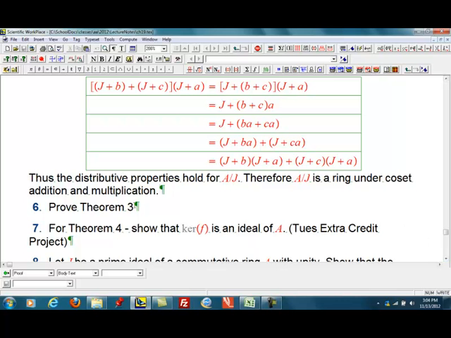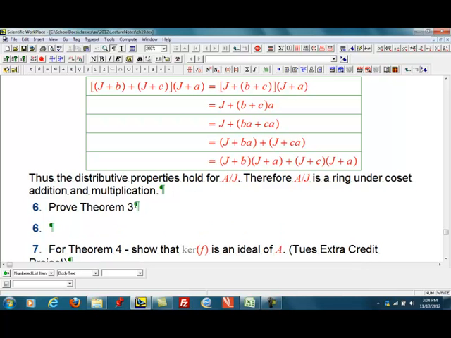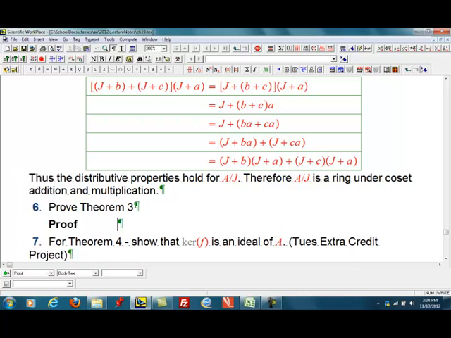Now, let's look at theorem 3. They didn't prove theorem 3 at all. It says this function is easily seen to be a homomorphism. So let's look at theorem 3. It says A mod J is a homomorphic image of A.